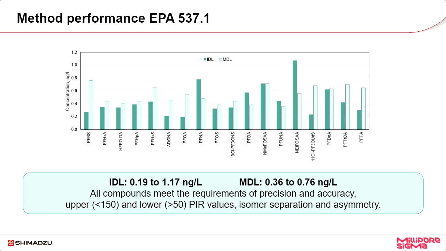Now some performance results from 537.1. We calculated IDLs and MDLs following standard guidelines, and after confirming that all compounds met the requirements of precision and accuracy, as well as the upper and lower PIR values, and as I mentioned earlier, the isomer separation and asymmetry. The IDLs were between 0.2 and 1.2 nanograms per liter, and the MDLs were between 0.4 and 0.8 nanograms per liter.